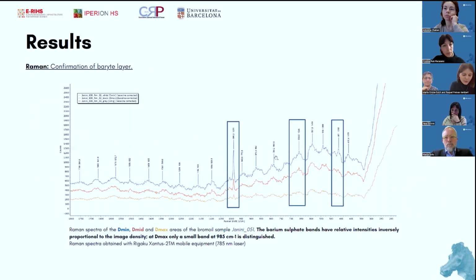With Raman spectroscopy, we were also able to confirm the presence of barium sulfate in many of the bromoil prints. Barium sulfate is quite intensely detected by Raman, and as with FTIR spectroscopy, its intensity is inversely proportional to the image density, as we can see in the spectrum.